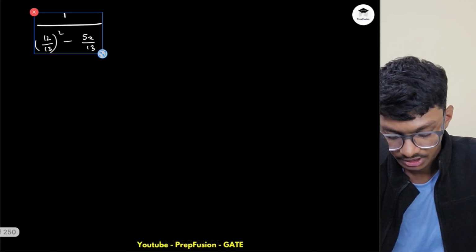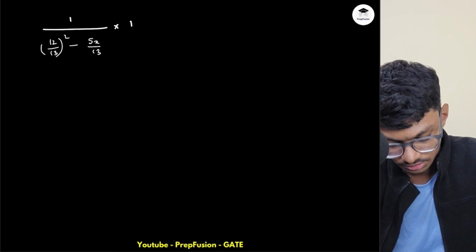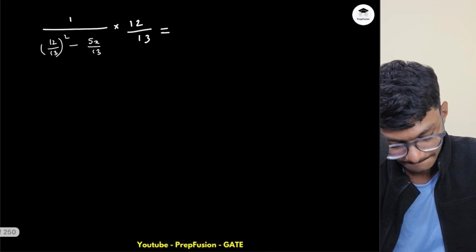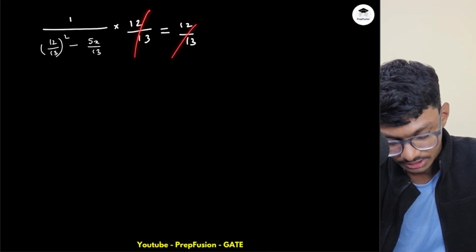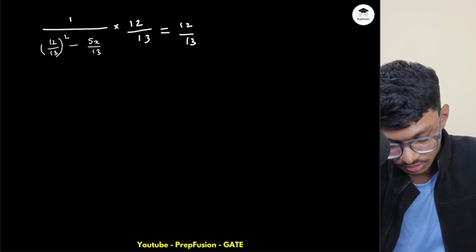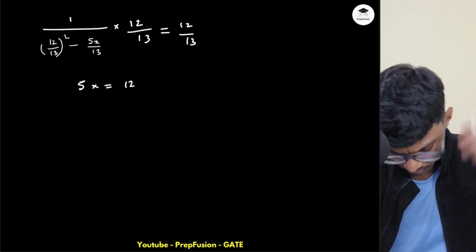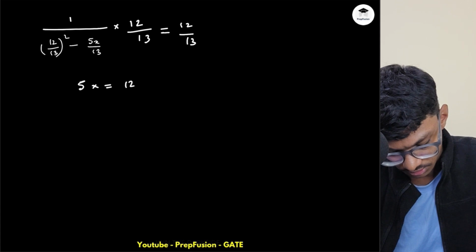So this is scalar multiplied with a matrix, so it will get multiplied with all of the individual elements. So this is 12 by 13 should be equal to 12 by 13 itself. Okay, so this one is getting cancelled. So my 5x equals to 12. Oh, just hold on a second. Yeah, this is getting cancelled. This is equals to this.